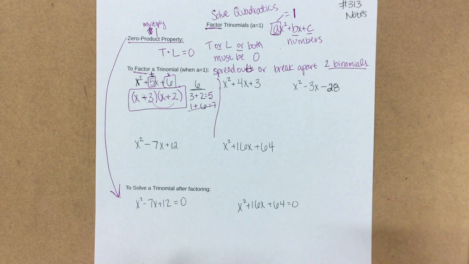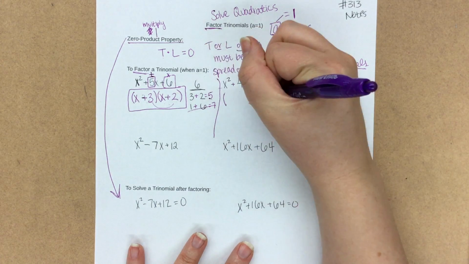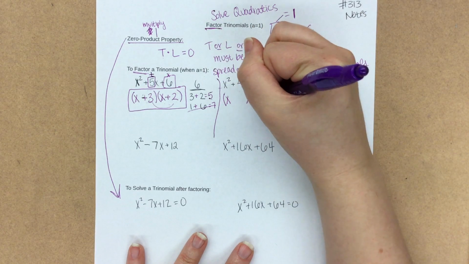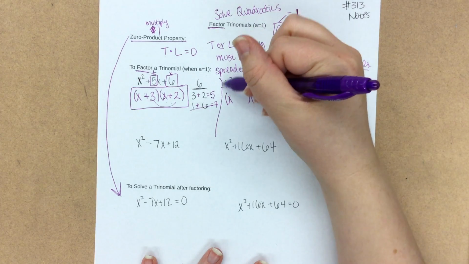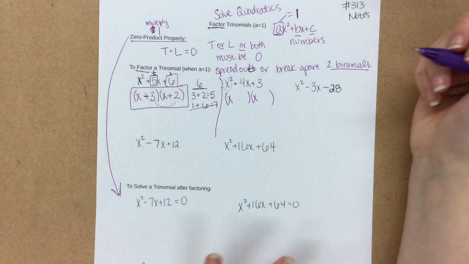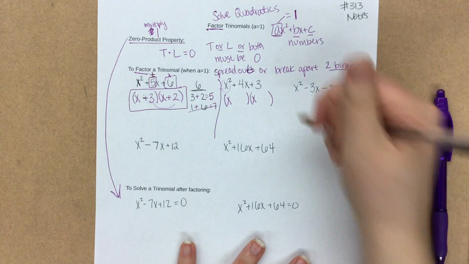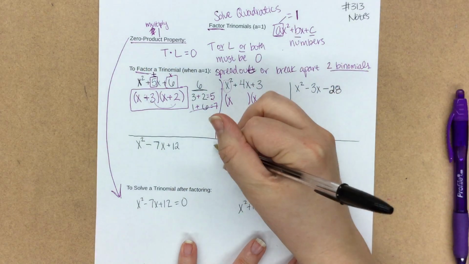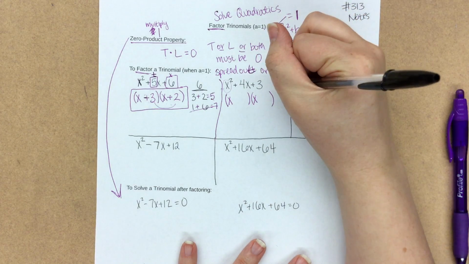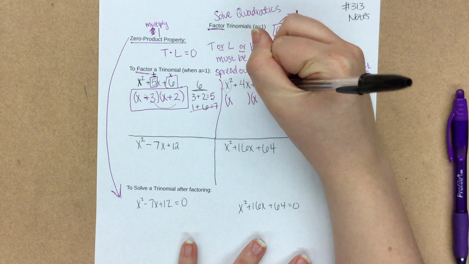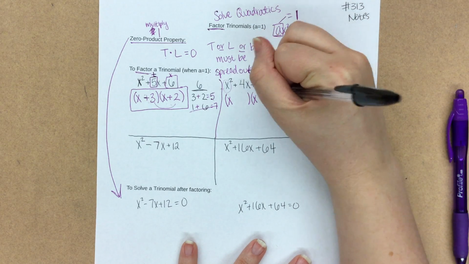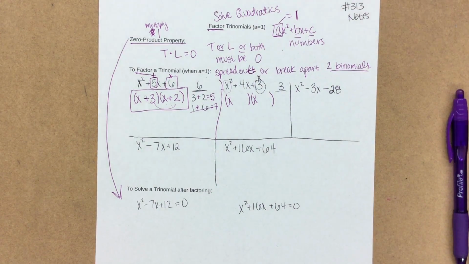Let's keep trying a couple more. Okay. I'm going to set up my parentheses right away. I know I have to have x times x in each one to give me that x squared. And off to the side, I'm going to draw some boxes in here. I know it needs to multiply to make this 3 on the end. So I'm going to make a list of the things that multiply to make 3.